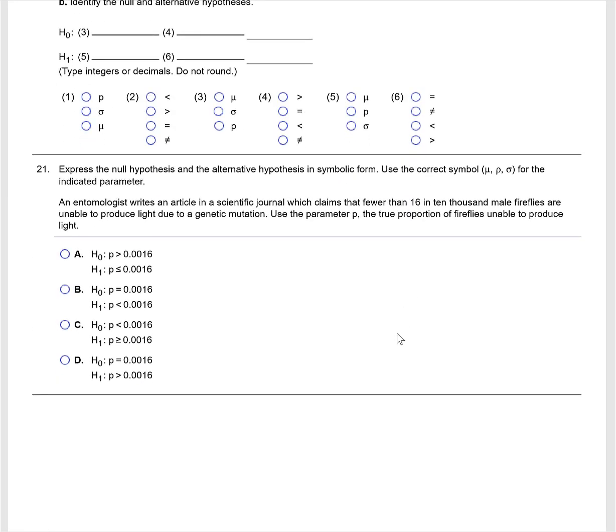Express the null and alternative in symbolic form. An entomologist writes an article in a scientific journal which claims that fewer than 16 in 10,000 male fireflies are unable to produce light due to a genetic mutation. Use the parameter p, the true proportion of fireflies unable to produce light. Okay, so we know that our null is always going to be equal to, so it's going to be either B or D, and he's claiming fewer than, so the correct answer here is going to be choice B.